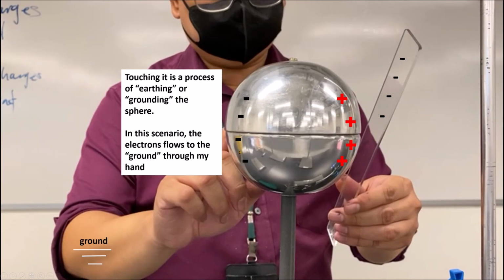Now you saw me touching it, right? Okay, touching it is a process of earthing or grounding the sphere. And what happened is, in this scenario, the electrons flow to the ground through my hand. Okay, the ground doesn't literally mean the ground we are stepping on, but let me just show you the animation first. Okay, so the electrons flow to the ground.